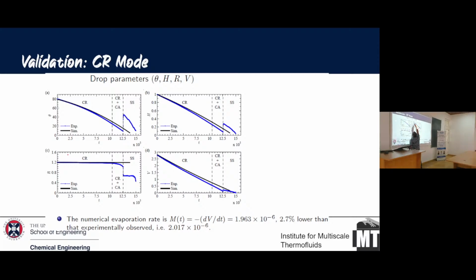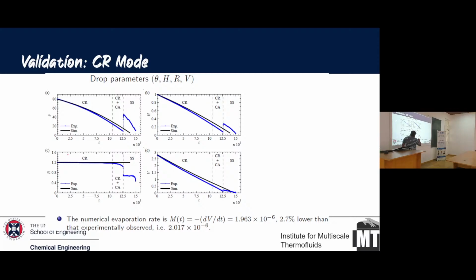If you look at the height, it has a very similar feature. You can see some deviations occurring at this point. If you look at the radius itself, after some point you can see the deviations going on, and this is how the volume of the droplet changes with time, and you can see deviations there.